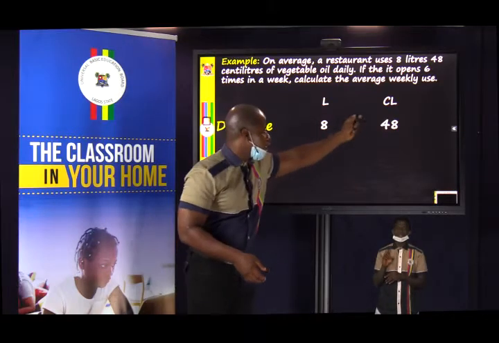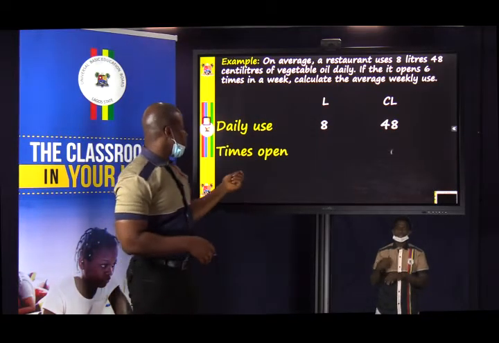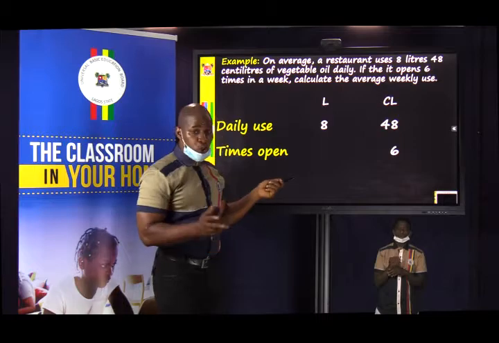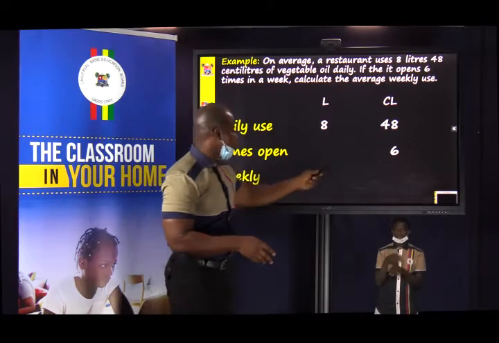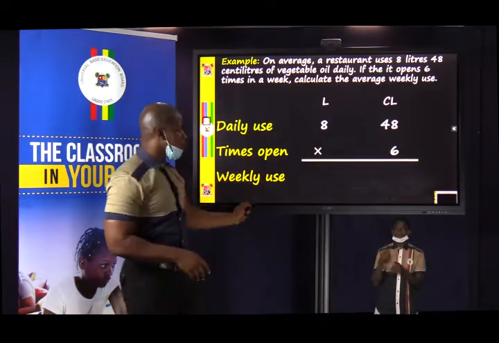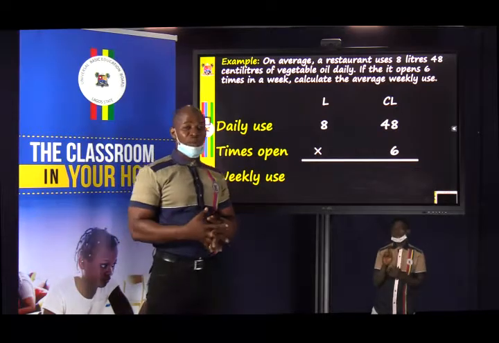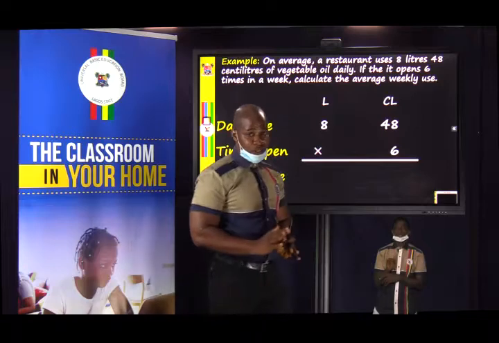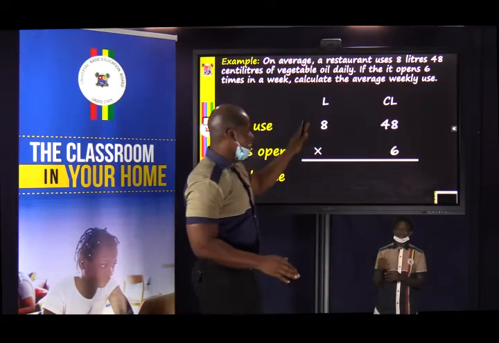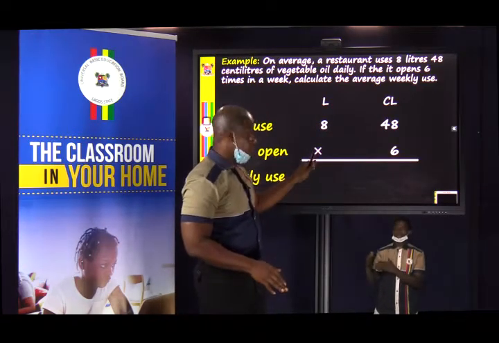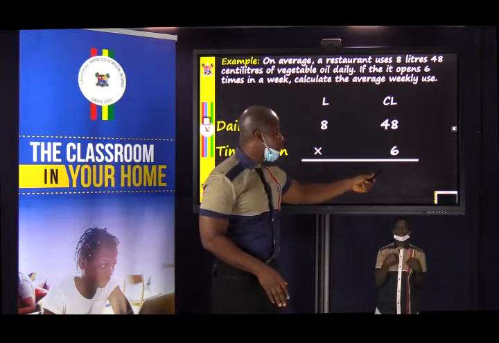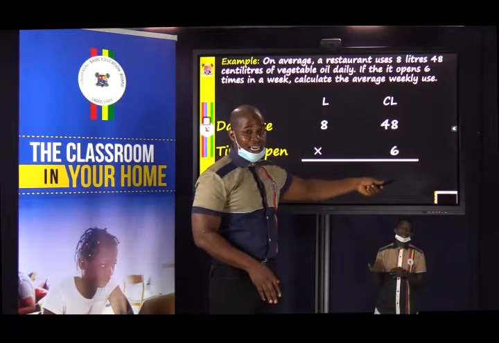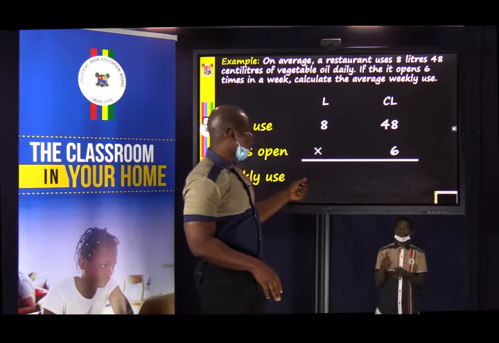8 liters, 48 centiliters. Now, how many times does the restaurant open? 6 times, and that means we have to multiply by 6 to get our weekly usage. So how do we multiply? Well, we have to multiply the centiliter part first, then we multiply the liter part after that. Now, if we have any spillover centiliters into liters, we regroup that and add it to the liters.